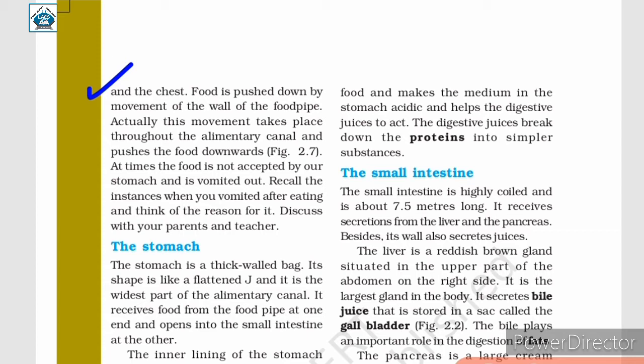At times, the food is not accepted by our stomach and is vomited out. Recall the instances when you vomited after eating and think of the reason for it. Discuss with your parents and teacher.